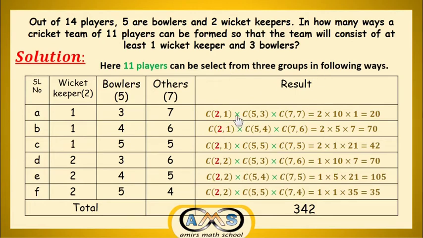Here we use the multiplication because we have to construct the team of 11 players. So this 1 and this 3 and this 7 will make the 11 players. That's why, according to AND rules, we have to multiply all the combination values we get from this first group into second group into third group.